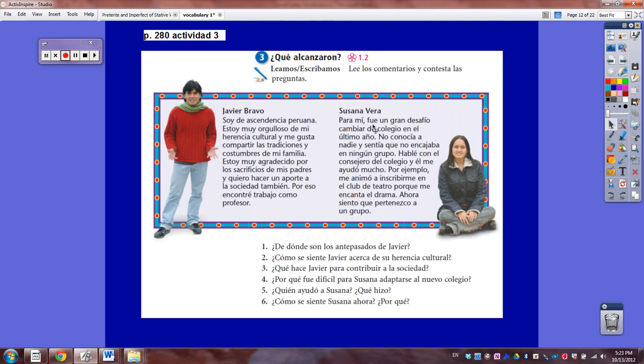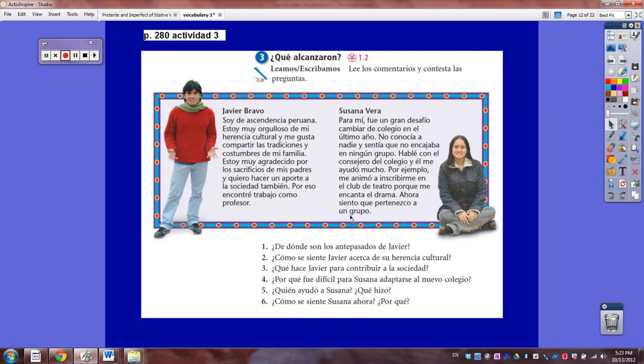Susana Vera says, for me, a great desafío, challenge. A great challenge of changing schools. It was a great challenge to change schools in the last year. I didn't know anybody, and I felt like I didn't fit in with any group. I spoke with a counselor of my school, and he helped me a lot. For example, he encouraged me to join, inscribirme, take part in a theater club, because I love drama. Now I feel like I belong to a group.